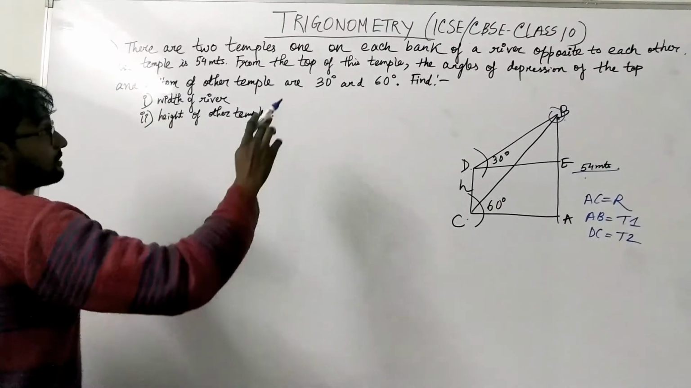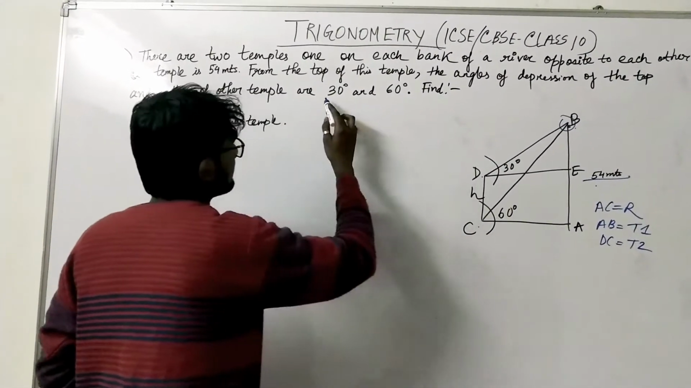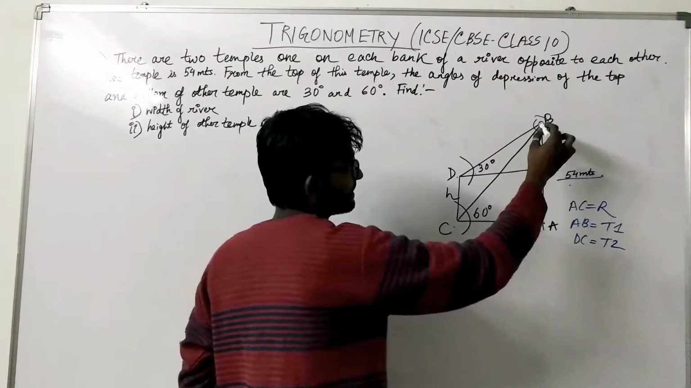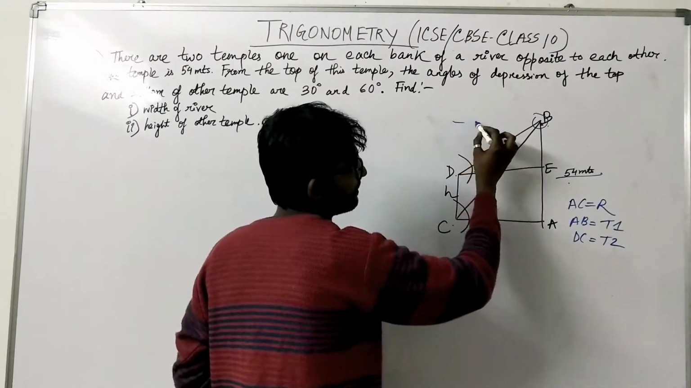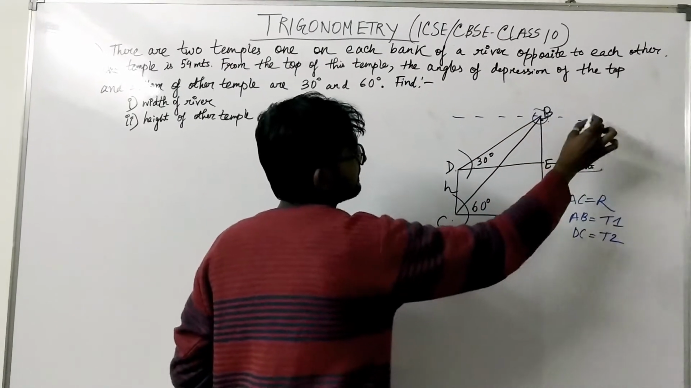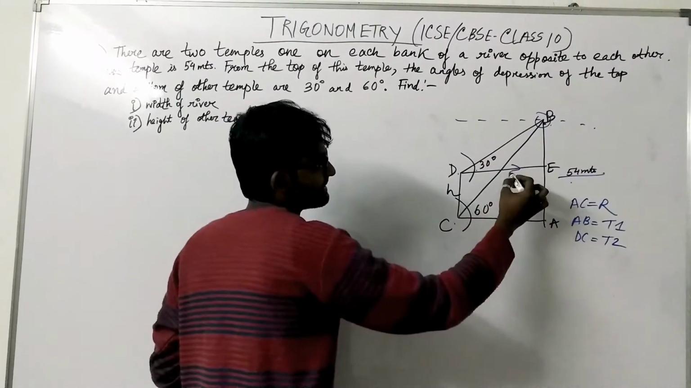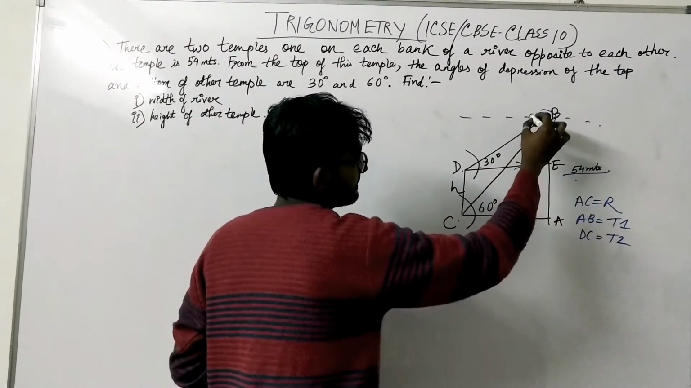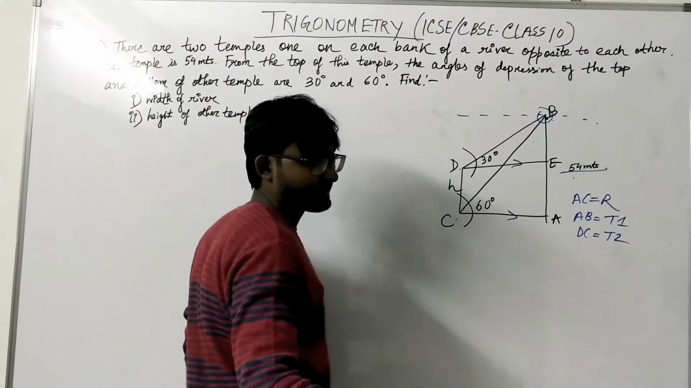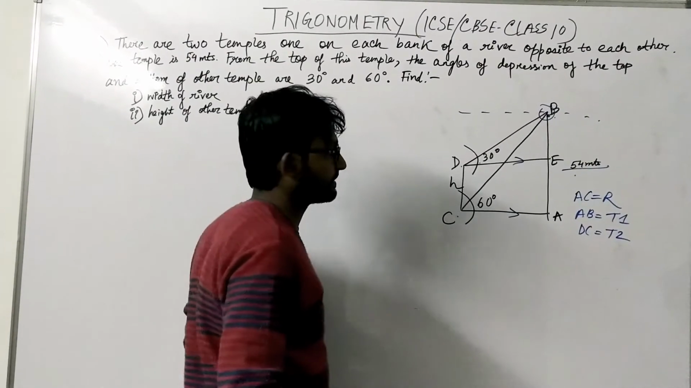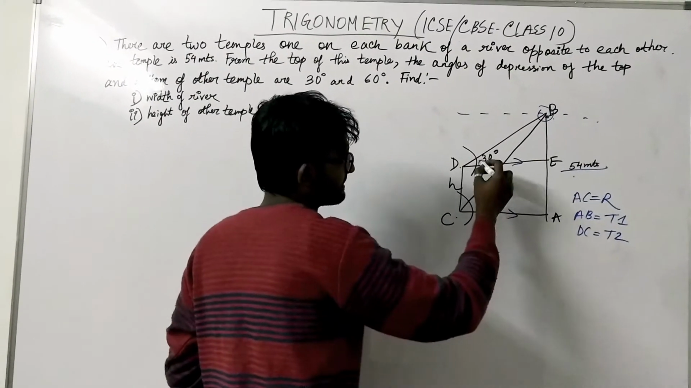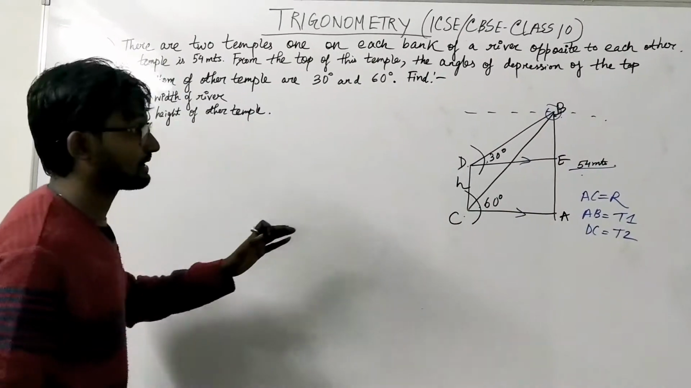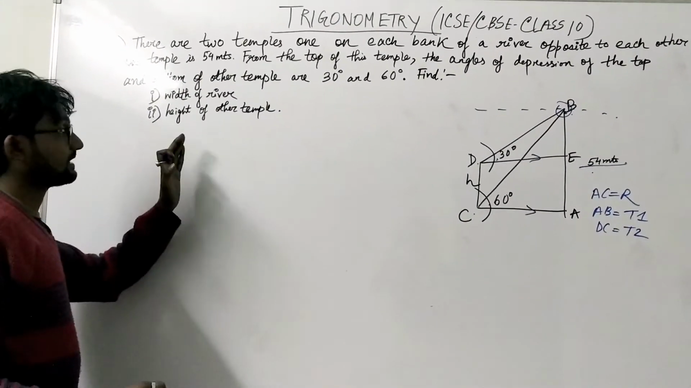So now the angles to the top and bottom are 30 and 60 degrees. So this is 30 and this is 60 degrees. When a person is viewing from here, if you draw an imaginary line parallel to the ground, that gives the angle of depression, as I have told you in the previous video as well. So this is 30, this is 60 when we are viewing from the top. What do they ask us to find out? Width of the river and height of the other temple.